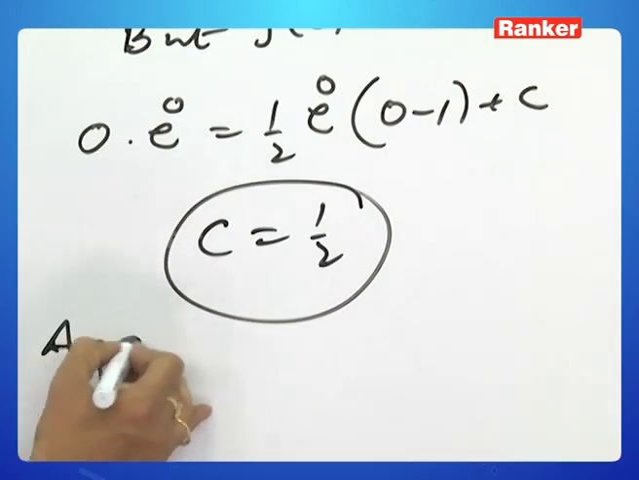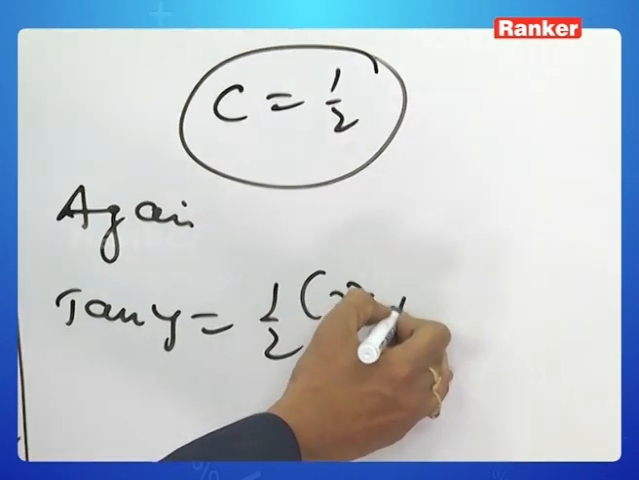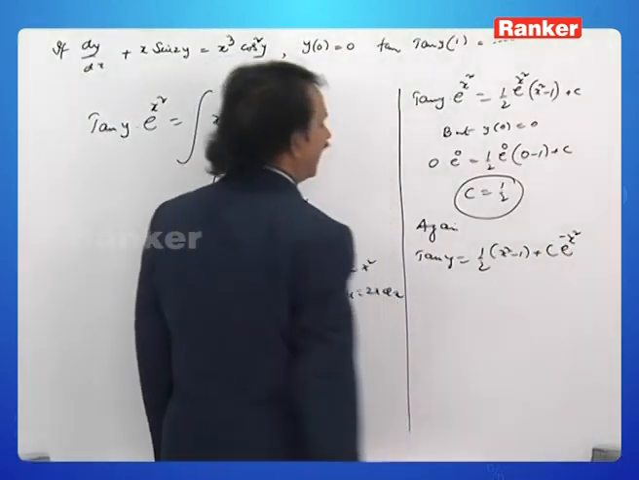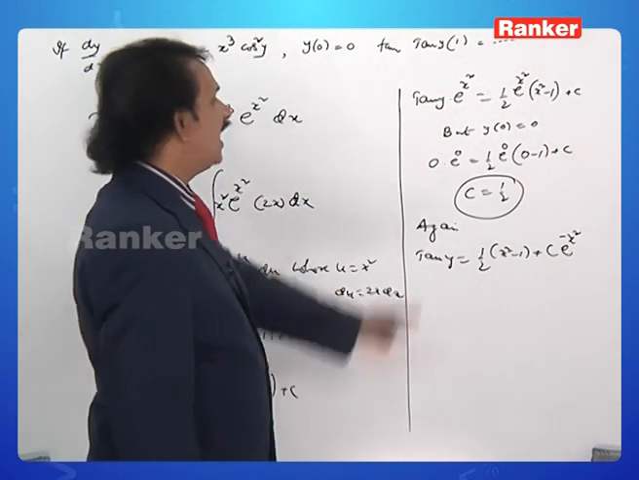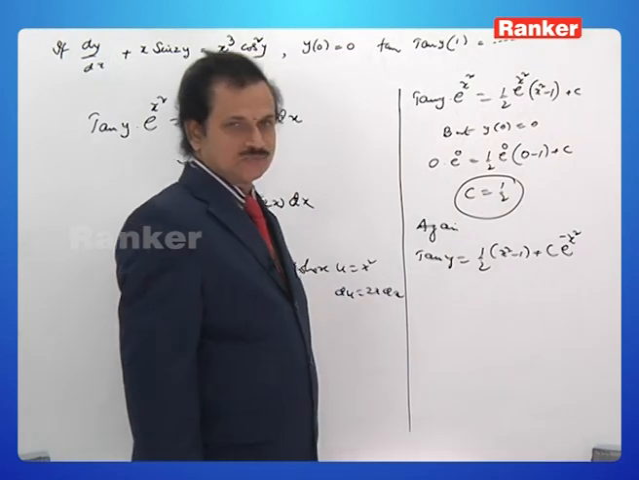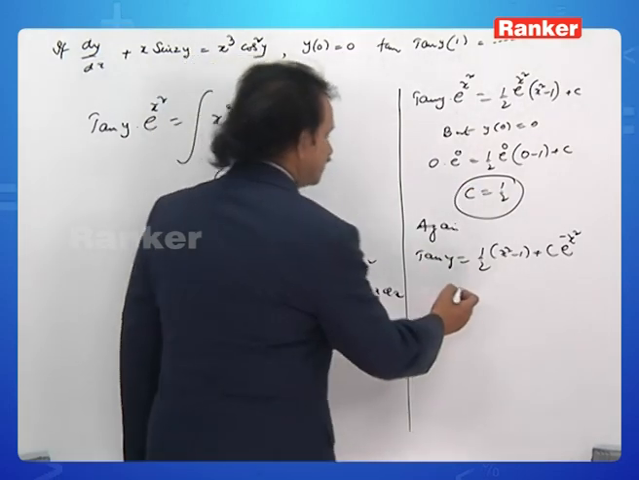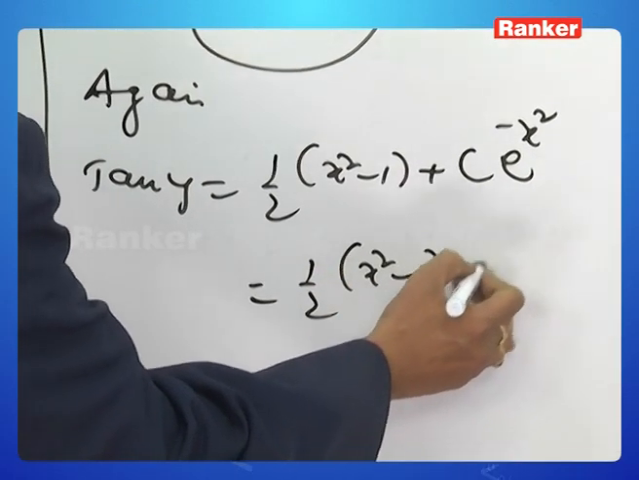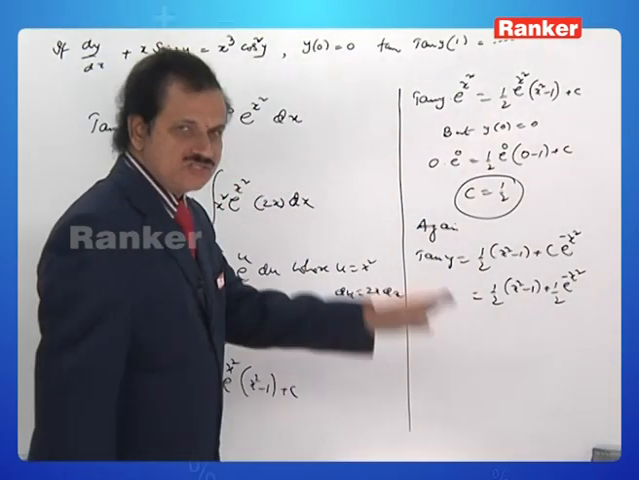Again, tan y is equal to half into x square minus 1 plus c into e power minus x square. From this, I have divided it entirely with e power x square. But just now we have got c as half. This is equal to half into x square minus 1 plus half into e power minus x square. This is tan y.